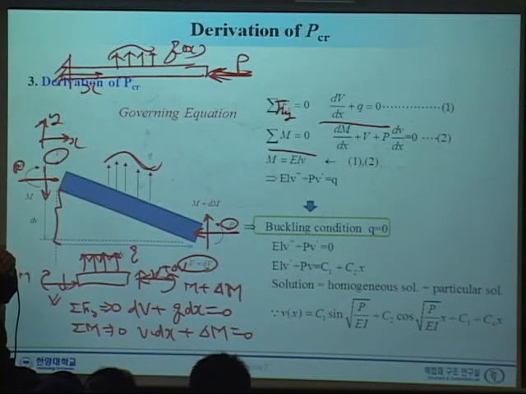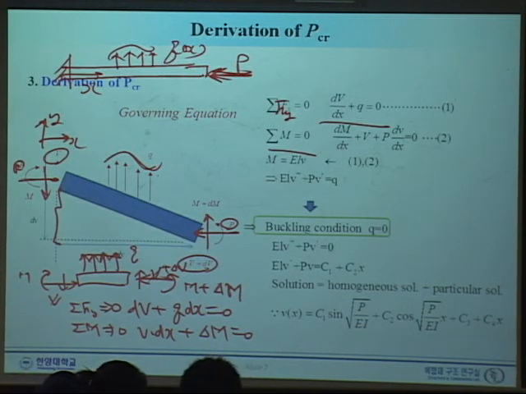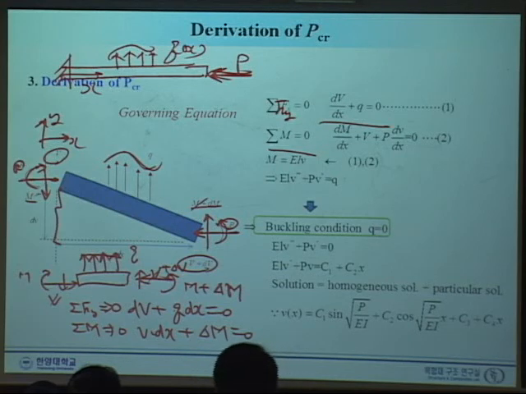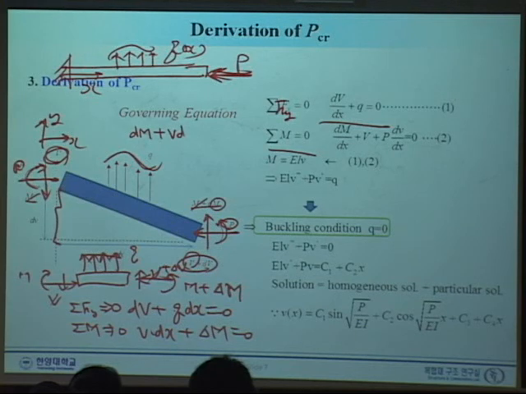Now, moment equilibrium. Well, we need to consider this moment and this moment. This moment simply disappears because this is the incremental dM. That's the one moment. And V times dx, I will write down here, dM plus V dx. That was all for the case when we do not have any compressive load.